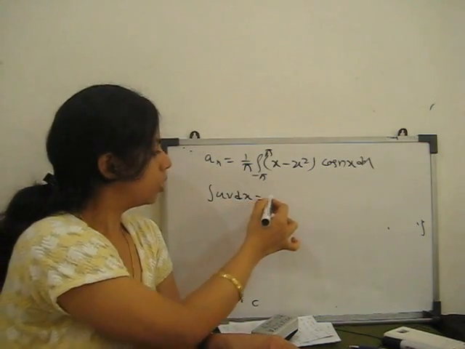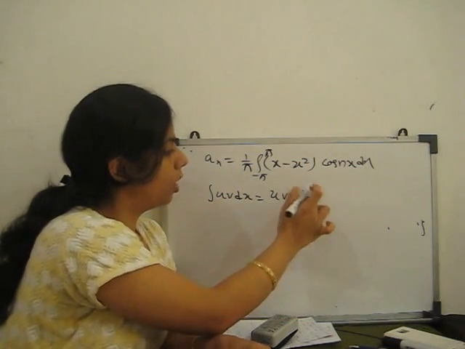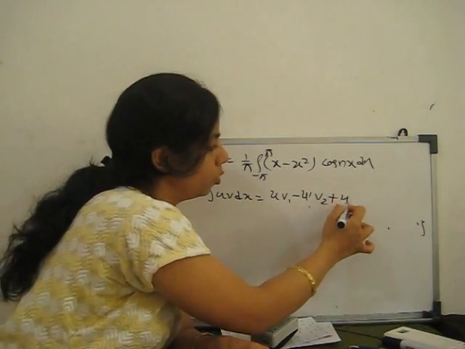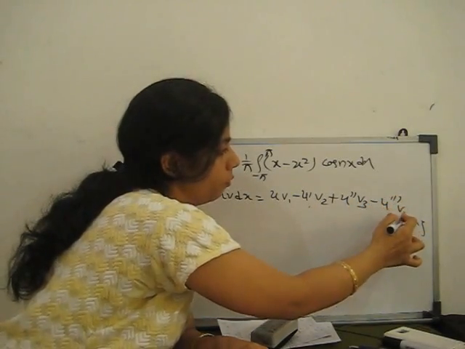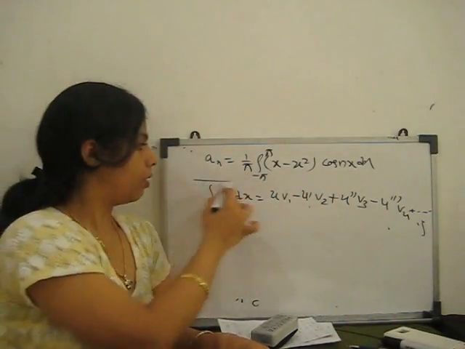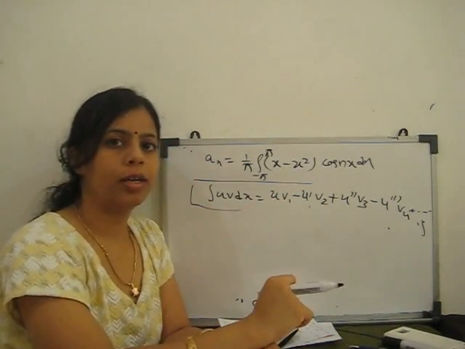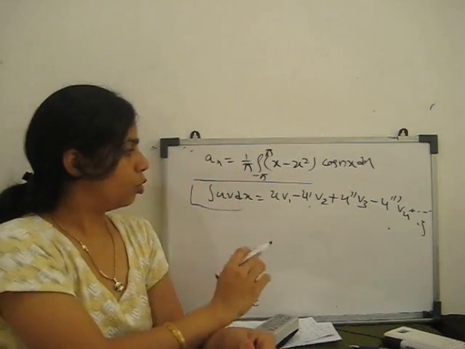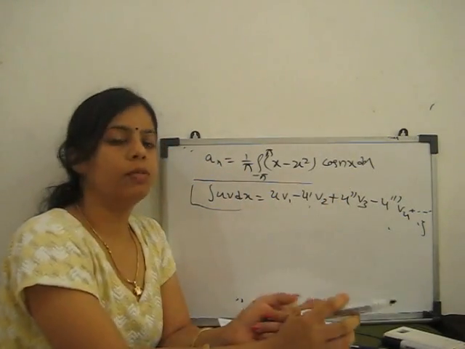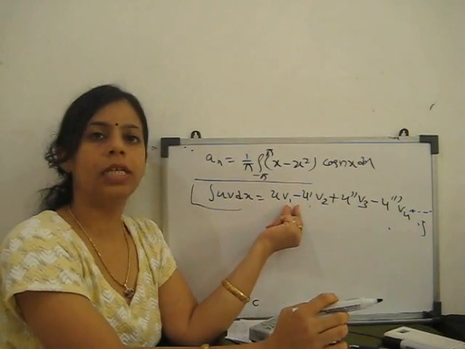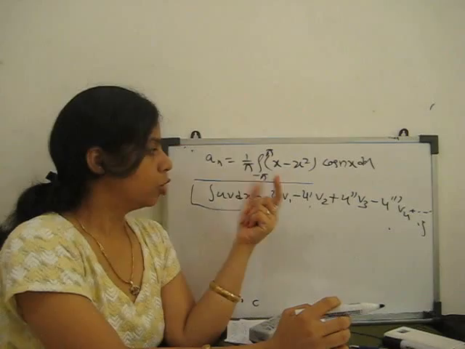∫uv dx = u v1 - u' v2 + u'' v3 - u''' v4 and so on. This is our formula for integration by parts. You already read it, so we use this formula. Dash means derivatives, and 1, 2, 3, 4 means successive integrations. So the v function is always integrated and the u function is always differentiated, so it will vanish.